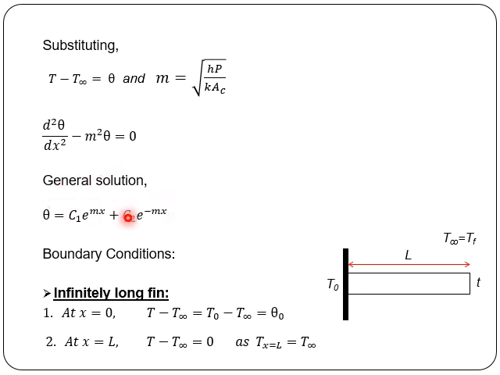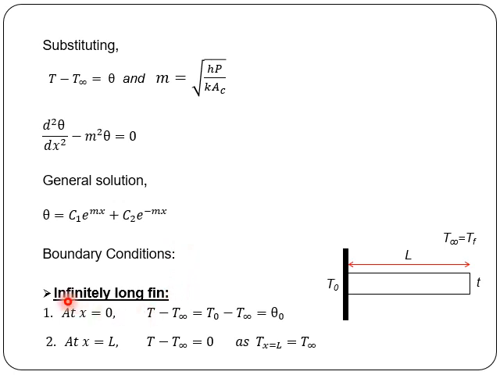Now this is a general solution for a fin of given configuration, where m is equal to under root of hP by kAc, and x is the distance of the elemental area from the base surface. So what are the boundary conditions? There are different types of fins, or different configurations of fins, which we can analyze.